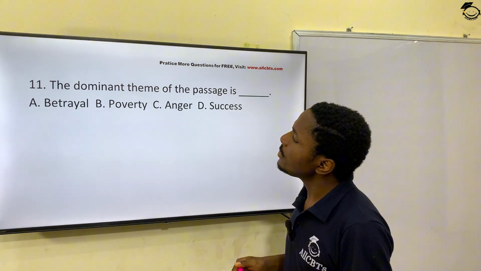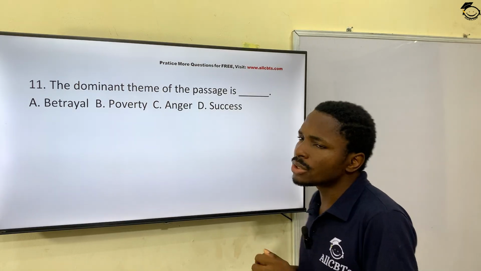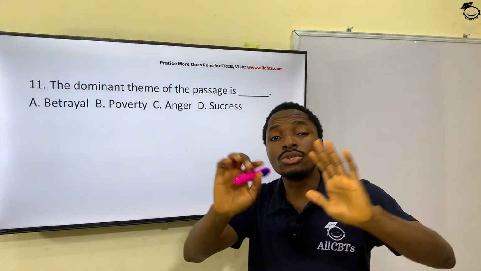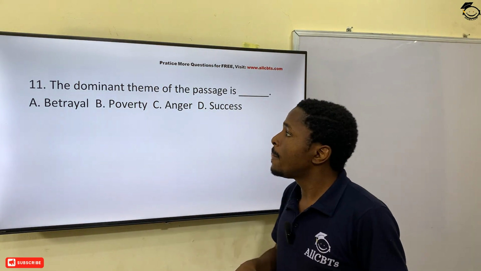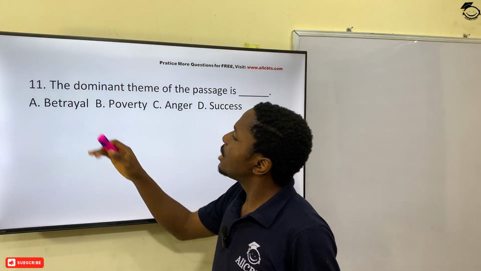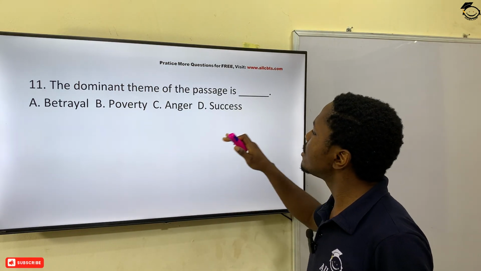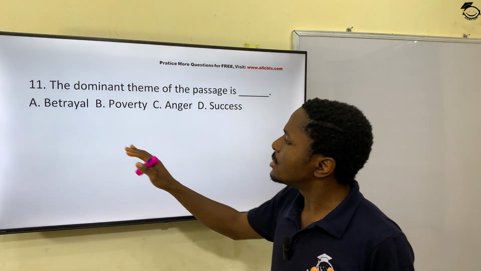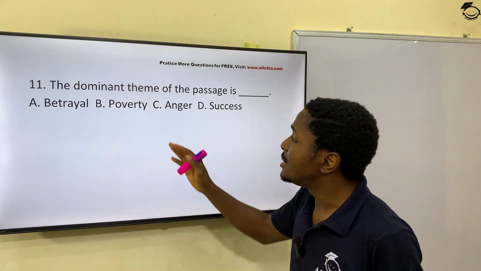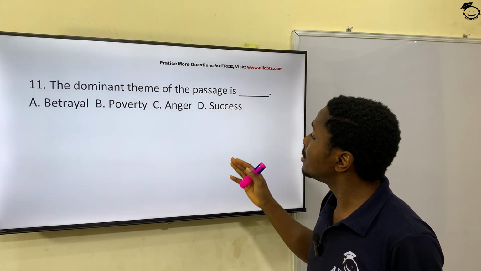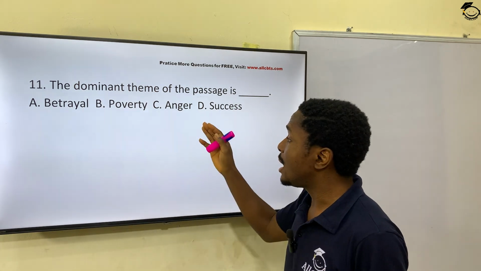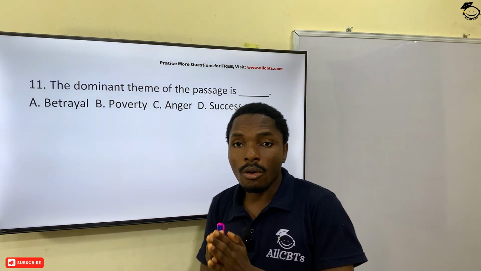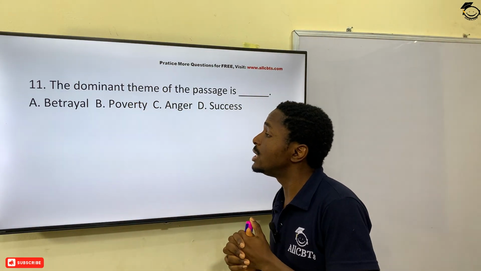Question 11. The dominant theme of the passage is what? What's the conclusion in your mind as you read the story? What's the dominant theme of that passage? We have betrayal, poverty, hunger, success. Which one beckons to you? Is it betrayal? She wasn't betrayed by anybody. Is it poverty? Anger? She's not angry. She's not successful in the passage. So she's poor. So that's the theme of the passage, the poor lady.